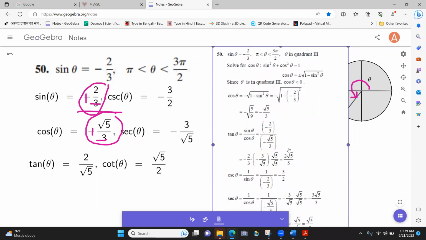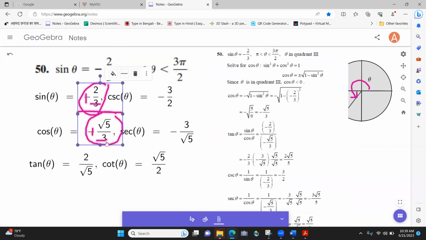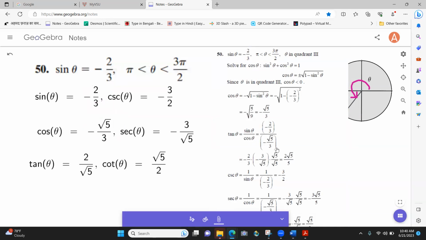So what did we get? Minus square root of 5 over 3. That's what we got for cosine. Let's get rid of the pink stuff. So cosine is correct. So tangent, sine is given. I don't have to worry. Tangent is, all right. So I'll tell you what they did here. The answer looks a little different. Okay. I'll fix it. It's not an error.